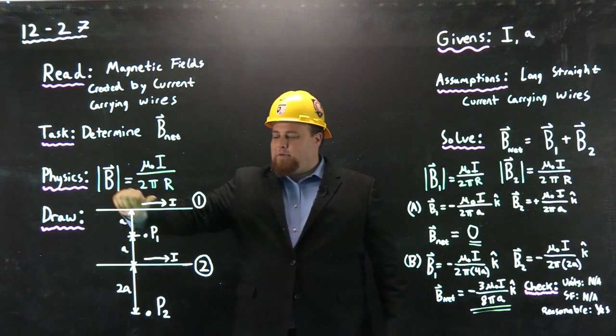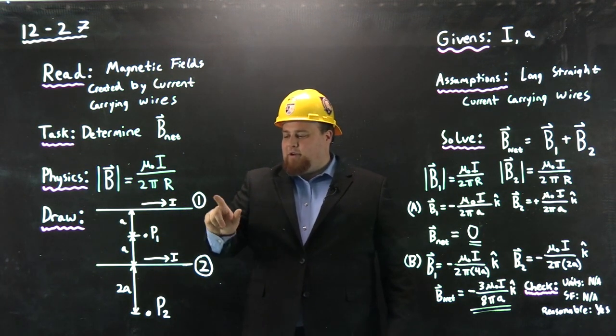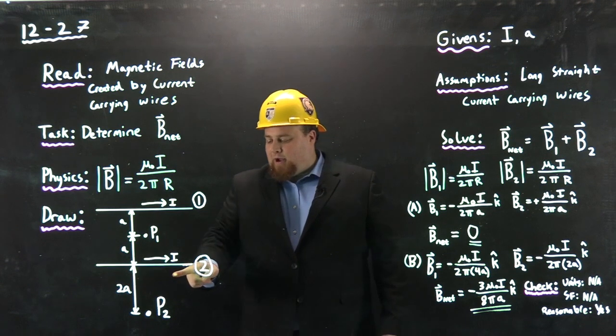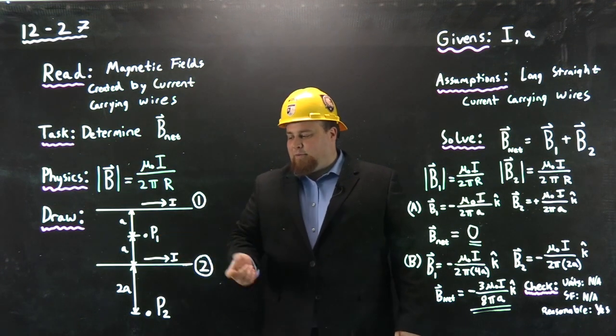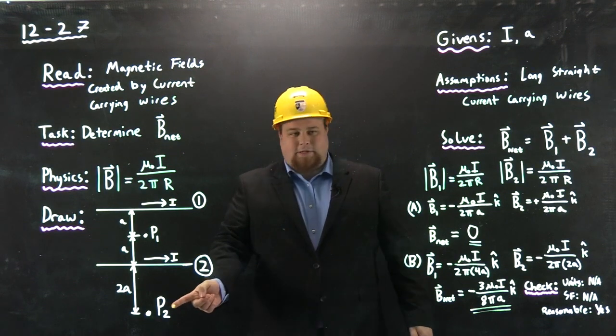We have our top wire, which is carrying current in this direction here. We'll call that wire 1. We have our bottom wire, which is carrying current in the same direction, call that wire 2. And the two different points we're considering for part A and B are P1 and P2.